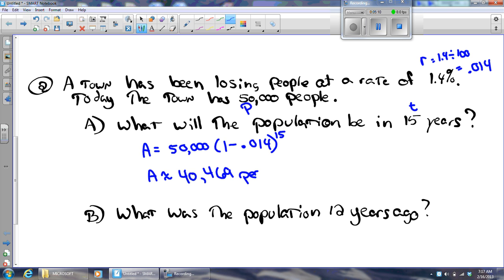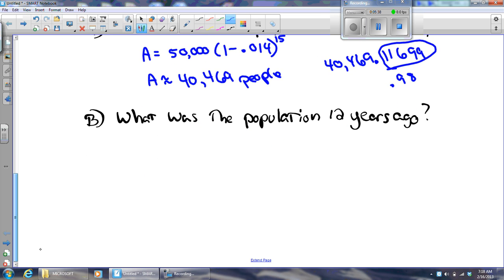People. Okay. The decimal came out to be 40469.11699. And this doesn't really make sense as a part of a person. And so therefore I rounded down on it. Even if it had been like a 0.98, I probably still would have rounded down because I didn't have the whole extra person. Okay. What was the population 12 years ago?